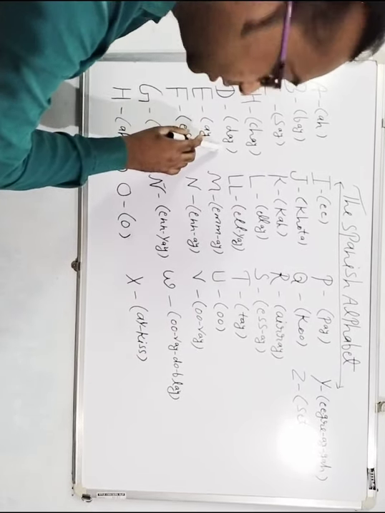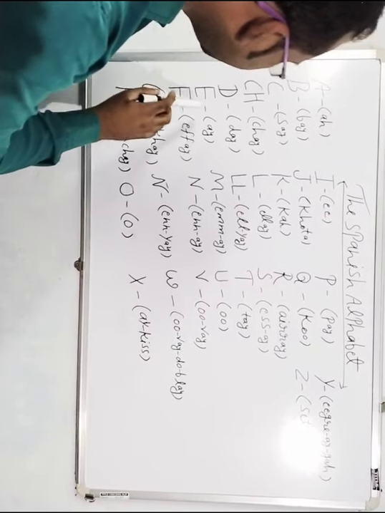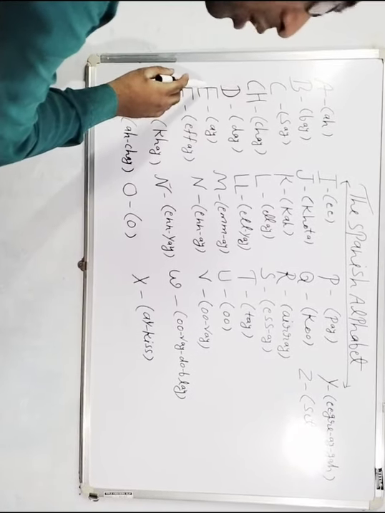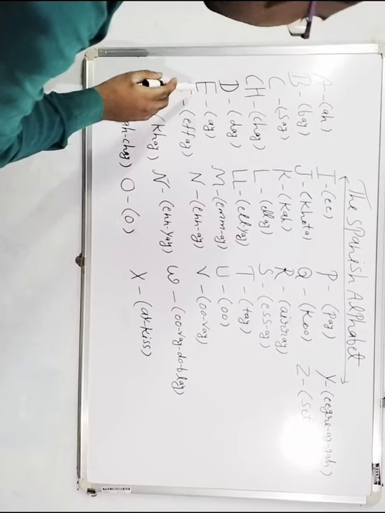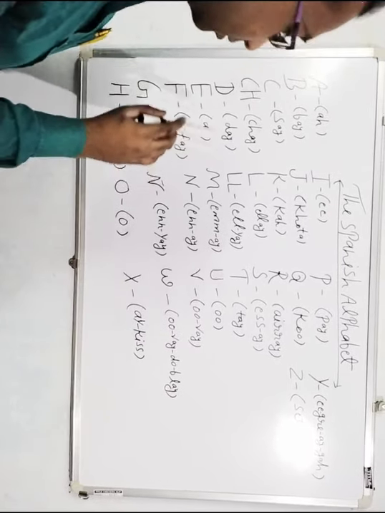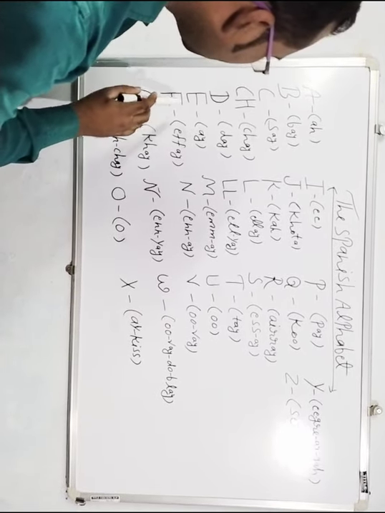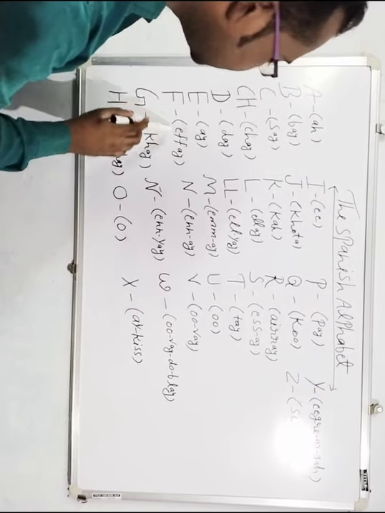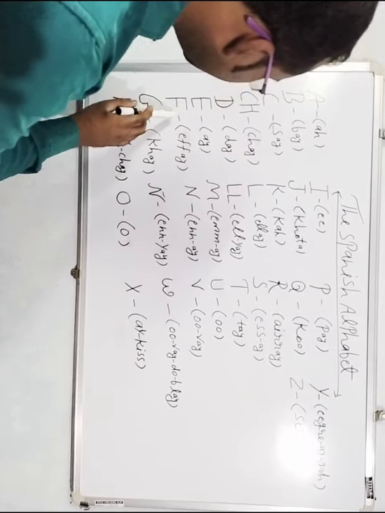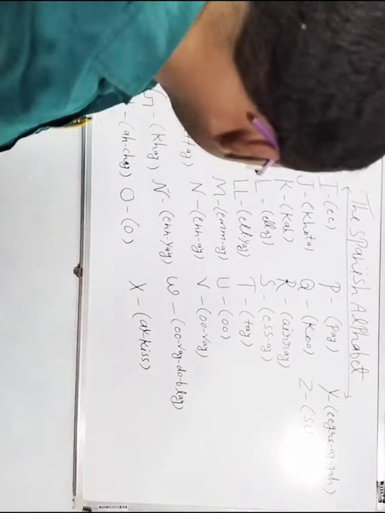Okay, are you understanding? E. E is pronounced in Spanish language A. In English, this will be pronounced E, but in Spanish, this will be pronounced A. Next, F. F is pronounced in Spanish language F. That is so different.